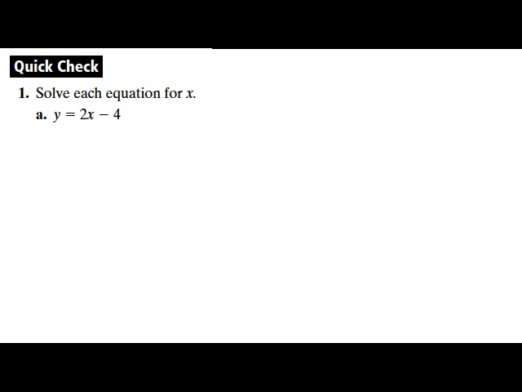Let's try quick check number 1. Solve each equation for x. In 1a, we have y equals 2x minus 4. Remember, we're trying to get the x all by itself, so we have to undo the operations. In this case, we're going to start by adding 4 to both sides of the equation.